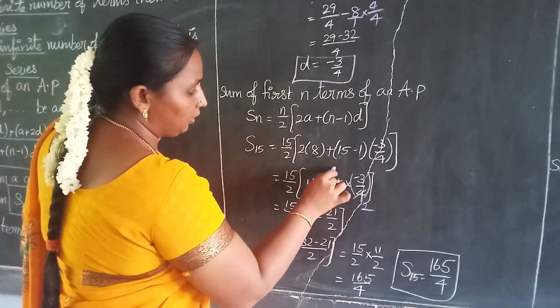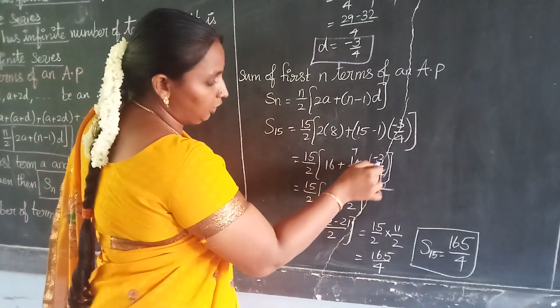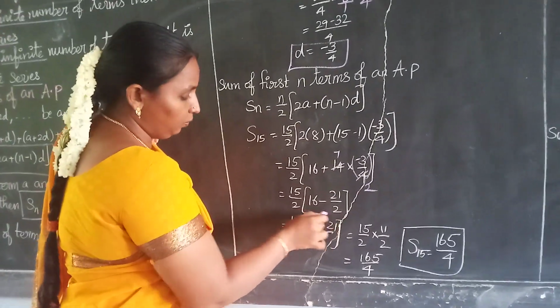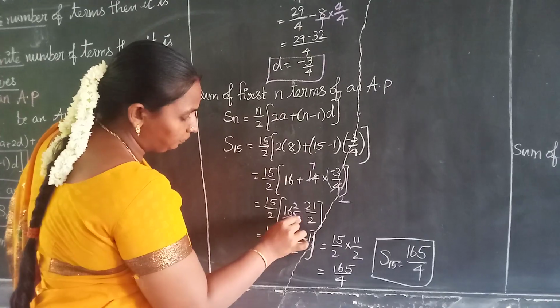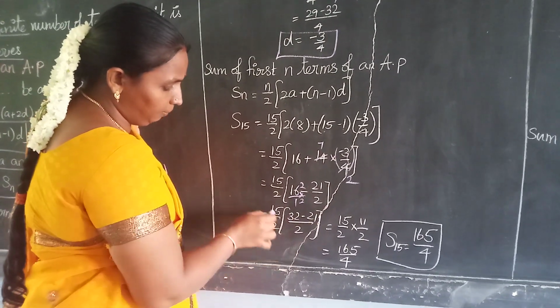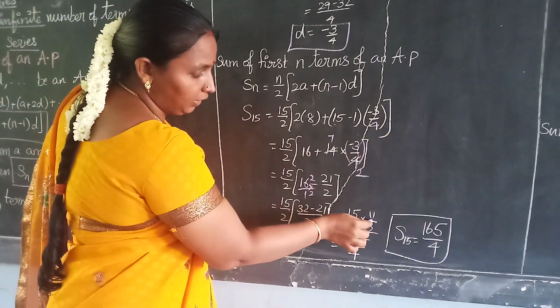2 7s are 14, so 7 3s are 21, divided by 2. Write 15 by 2 as it is, and 16 minus 21 by 2. Now here take the LCM: 16 2s are 32 minus 21, whole divided by 2. So 32 minus 21 will give 11.